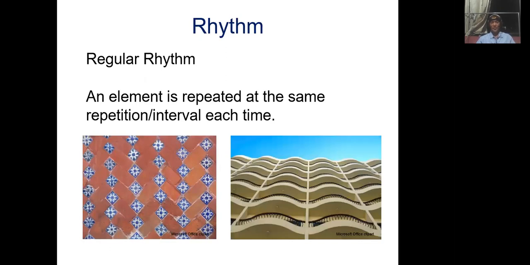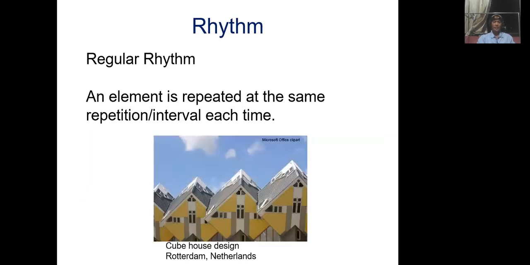The regular rhythm is an element that is repeated at the same time, repetition or interval each time, like the designs in our towels, in our floors, in our carpets or tiles. So they maintain rhythm. So a regular rhythm is an element that is repeated at the same interval each time. So you can see the pattern in these houses at Rotterdam, Netherlands.